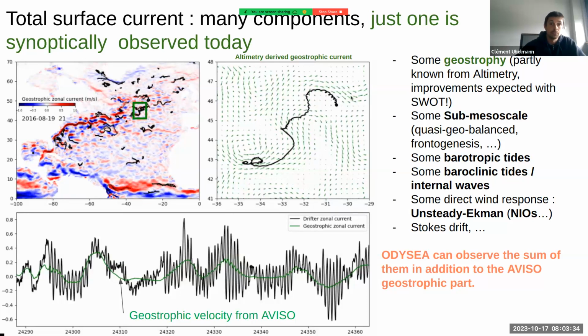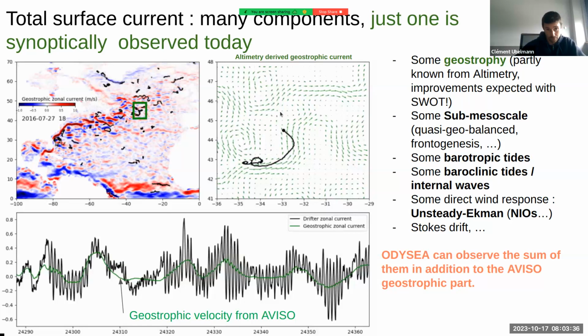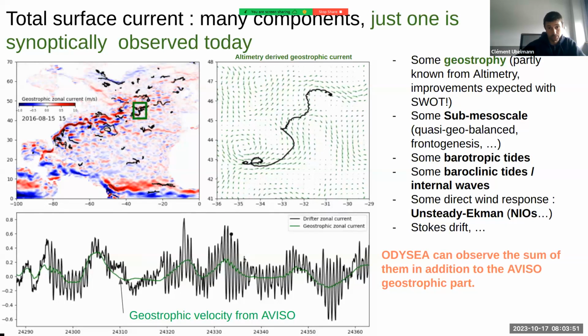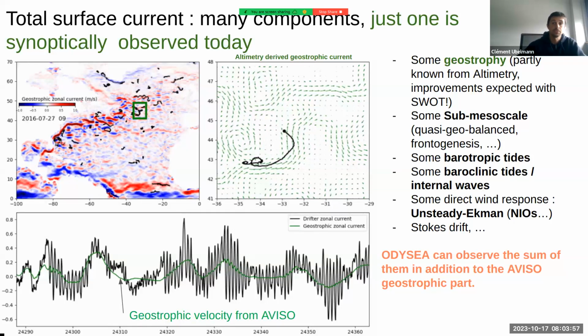They are obviously not explained by the geostrophic field derived from altimetry, but are the result of inertial motions that are very clear in the bottom time series derived from the drifter position, superimposed with the geostrophic velocity from Aviso. So there's a lot of stuff on top of this geostrophic velocity, and Odyssey would observe the sum of all these different components.